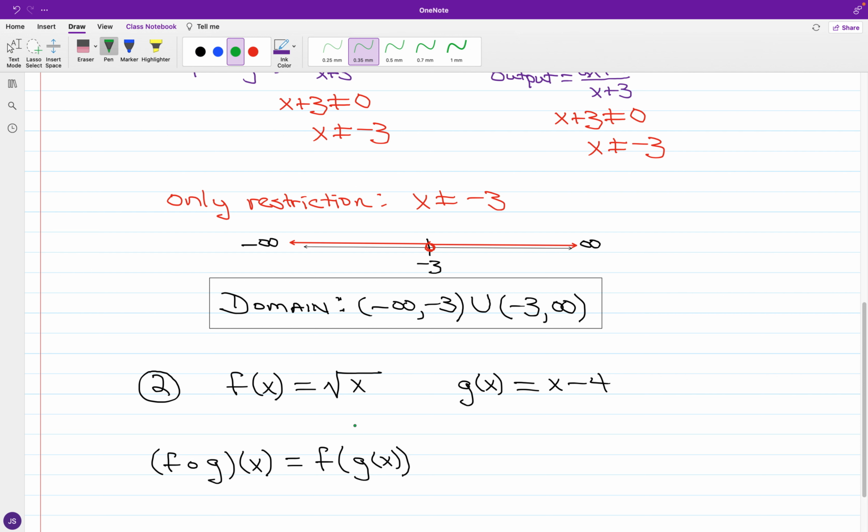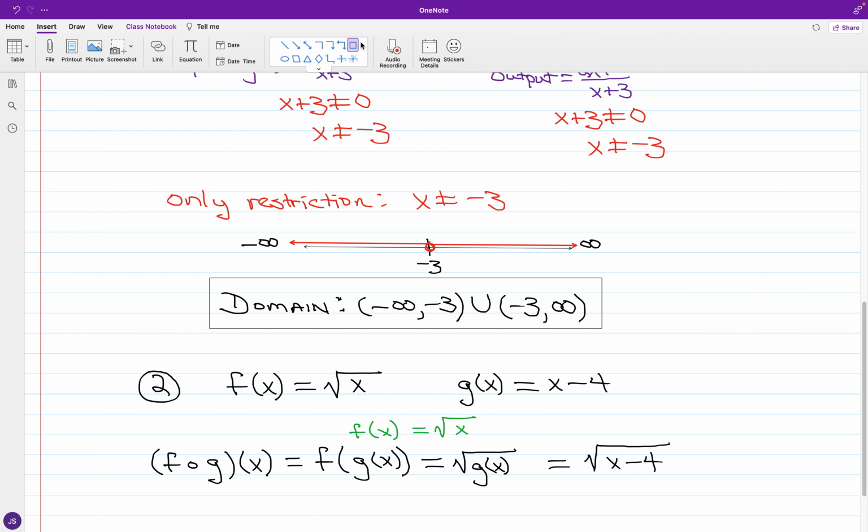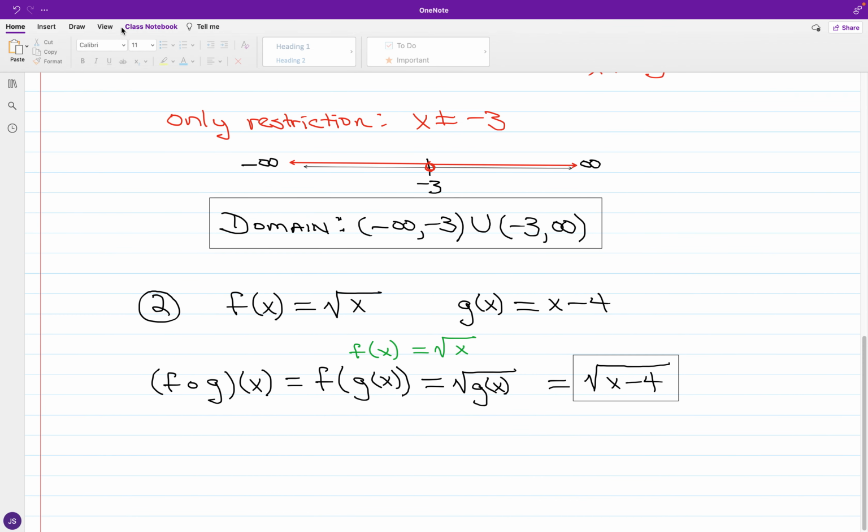And so we have the output again in line with f of x. So this time f of the input is equal to the square root of the input. Now we have the input as g of x, and specifying g of x, this composition will result in the square root of x minus 4. And that's going to be the output. Okay, and looking for the domain.